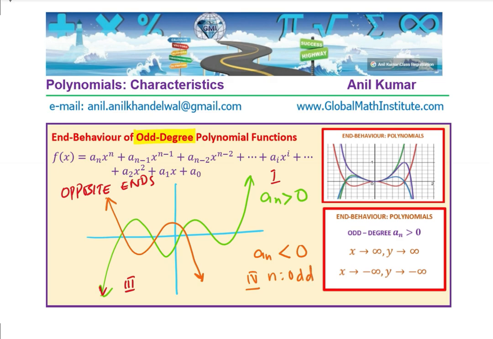Perfect. So we've summarized here for you that if the degree is odd and the leading coefficient is greater than 0, in that case, when x approaches positive infinity, y approaches positive infinity, but when x approaches negative infinity, y approaches negative infinity. That is to say, opposite ends. Is it okay?